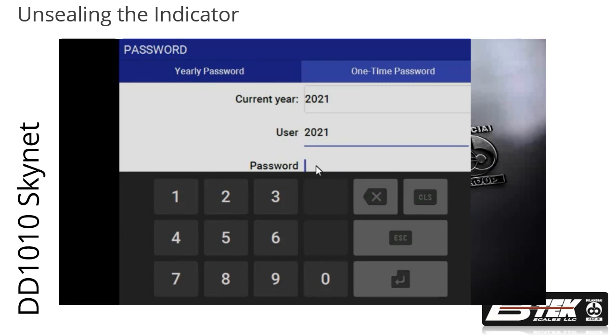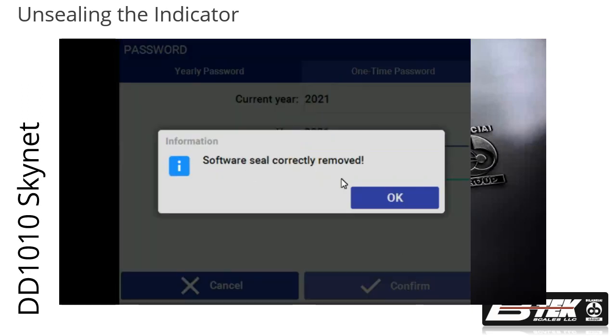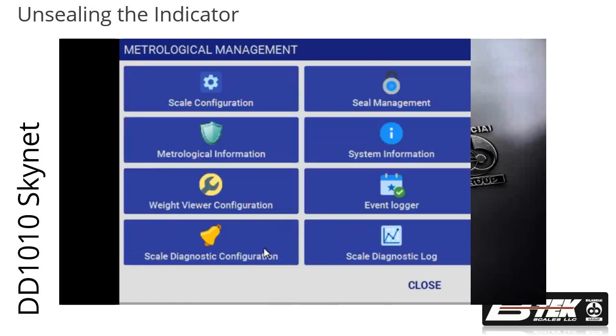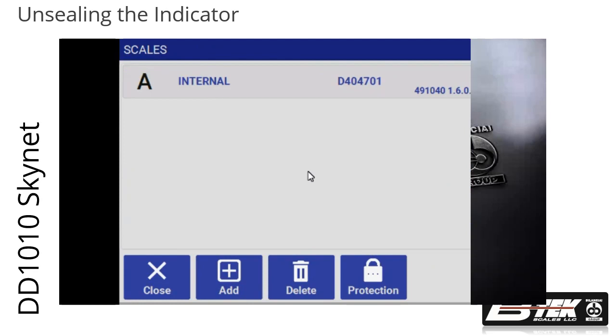For security reasons, the password cannot be shown. Contact B-TEK for the current year's password, and it will let us know that the software seal is correctly removed. Once you click Cancel and go to Scale Configuration, you'll notice the background is white, showing that it's an unsealed scale.